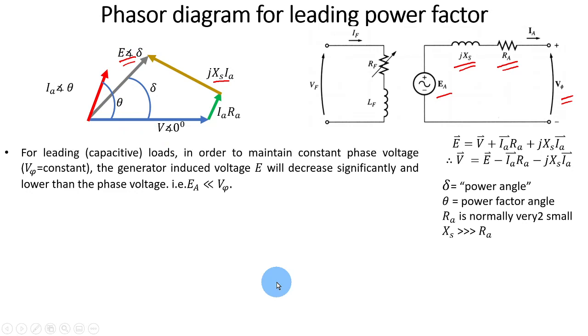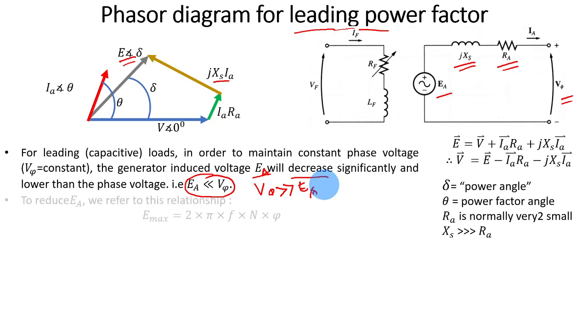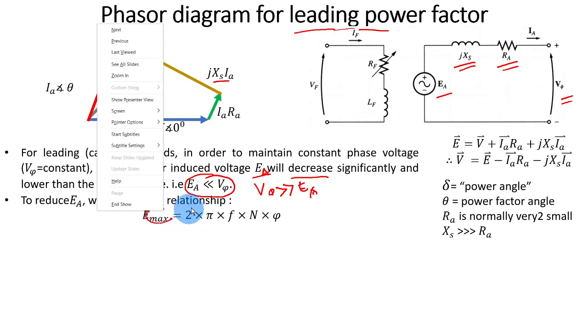You can conclude that for leading power factor, always remember that the induced voltage E, or EA, is the same thing, will decrease significantly lower than the phase voltage. So always remember that EA will be lower than the phase voltage, or you can say that the phase voltage will be higher than EA. It's the same thing, depending on how you look at it. And then you can reduce EA. To reduce EA, we refer to this equation using this calculation here.